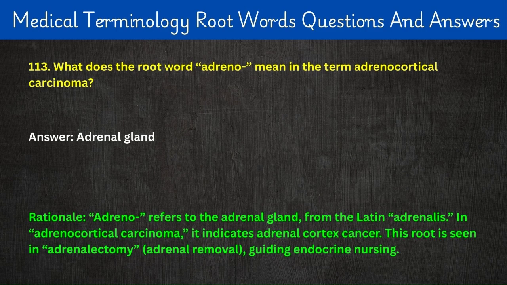113. What does the root word adreno- mean in the term adrenocortical carcinoma? Answer: adrenal gland. Rationale: Adreno- refers to the adrenal gland, from the Latin adrenalis. In adrenocortical carcinoma, it indicates adrenal cortex cancer. This root is seen in adrenalectomy, adrenal removal, guiding endocrine nursing.